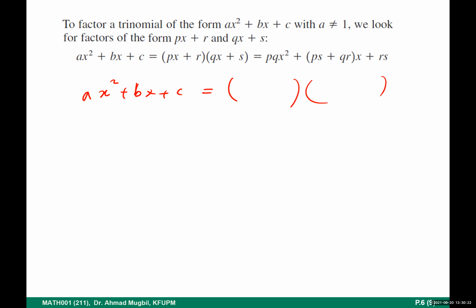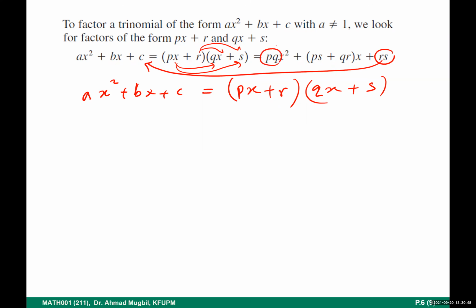Let's keep the same notation, r and s. The product of r and s is c. Now let's say that a is p times q, and this is x times x. Now we need to write it as a product of this. If you do the multiplication, this by this and this by this, then this one by this one, you will get this. So now if you compare, rs is c.